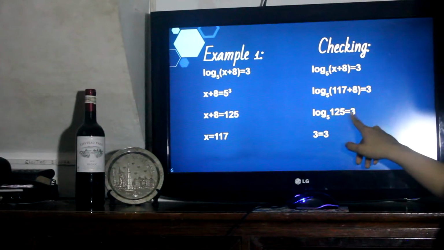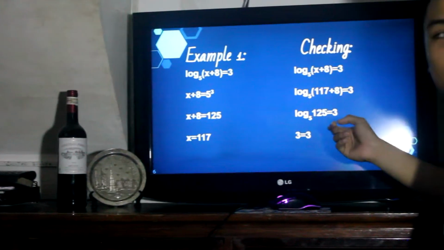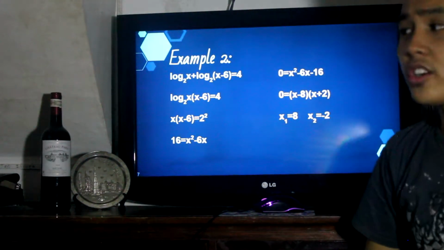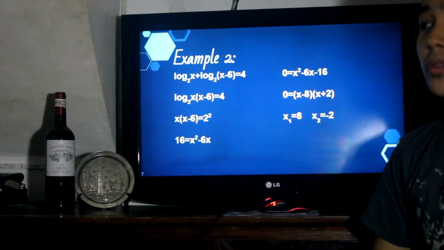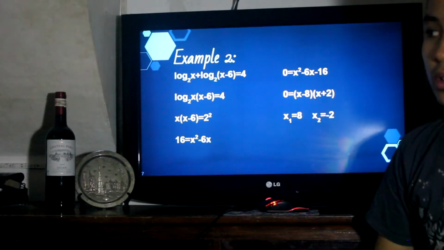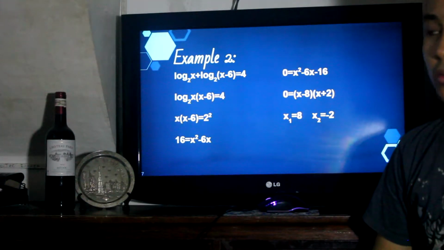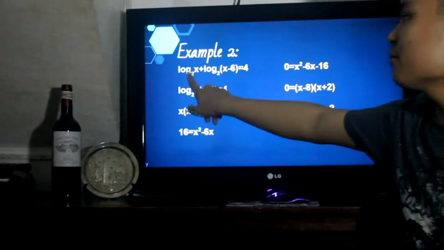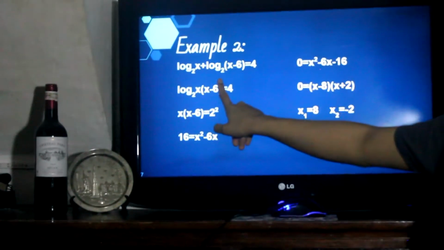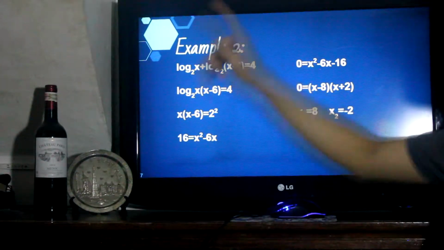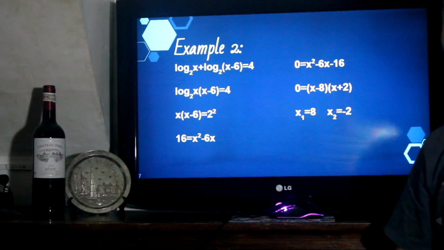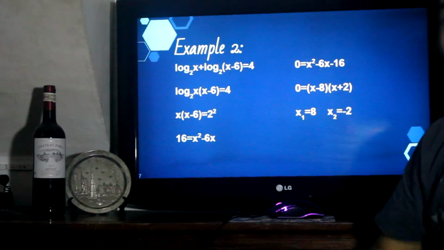So, cancel na natin ito. Magiging 3 is equals to 3. So, example number 2. Logarithm of base 2 raised to x plus logarithm of base 2 quantity x plus 6 is equals to 4. So, dito, sa kind of equation na meron tayo ngayon, parehas sila ng base. So, pwede natin siyang i-disregard na lang. As isulat, since addition din naman siya, pwede natin siyang isulat as isang equation lang.